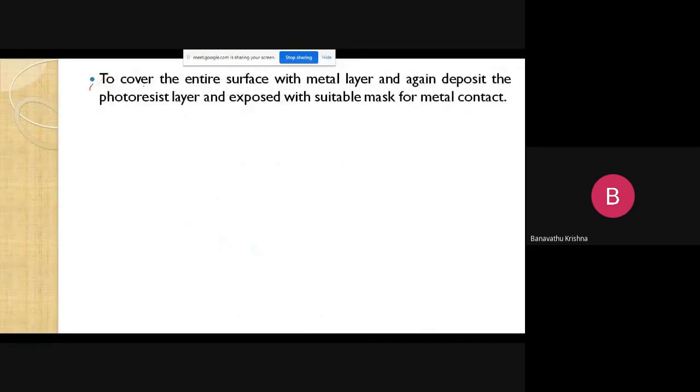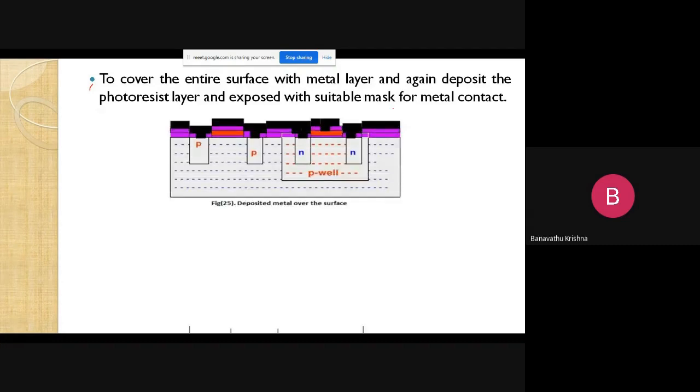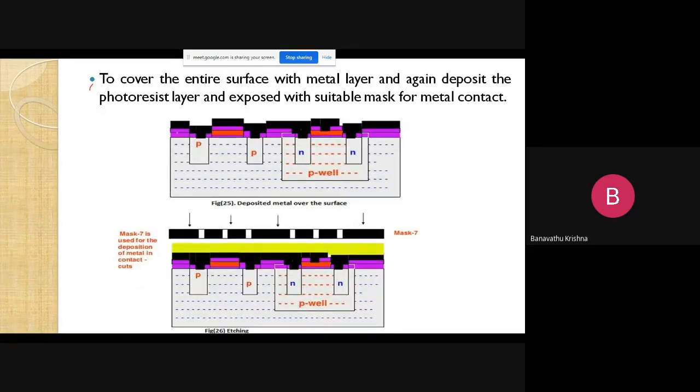Next case. To cover the entire surface with the metal layer, again deposit the photoresist layer and expose it with the suitable masking for metal contact. Right? So again the photoresist layer. Before that, cover the entire surface with a metal layer, that is nothing but aluminum layer. And over that, you cover the entire surface with the photoresist. Where we need to make the connections, the particular edge is unshielded, and the remaining area is going to be shielded, and then UV light is exposed through this suitable mask.